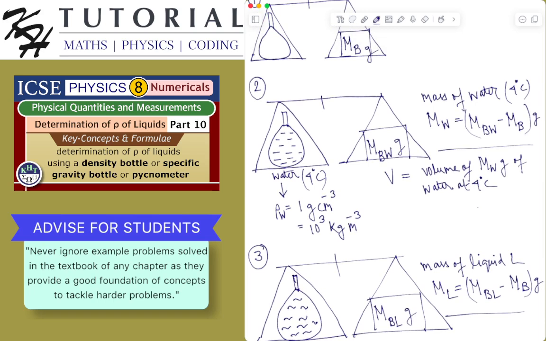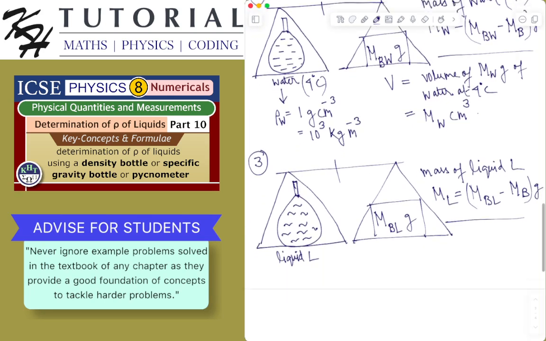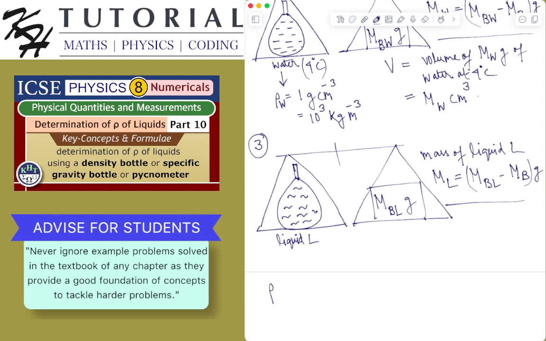So V will be the volume of the MW gram of water at 4 degrees centigrade, which is nothing but MW centimeter cube, because 1 gram of water at 4 degrees centigrade has a volume of 1 centimeter cube. So using the unitary method, we can say MW gram of water at 4 degrees centigrade will have MW centimeter cube of volume. So clearly the density of the liquid will be its mass ml divided by V.